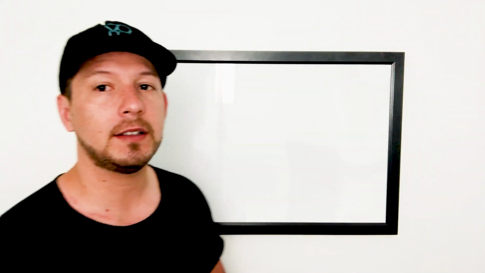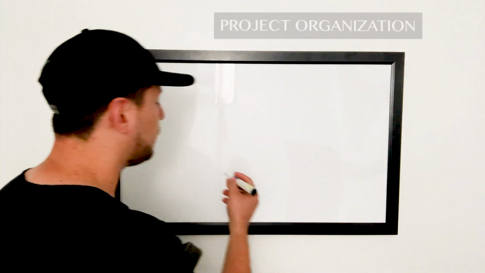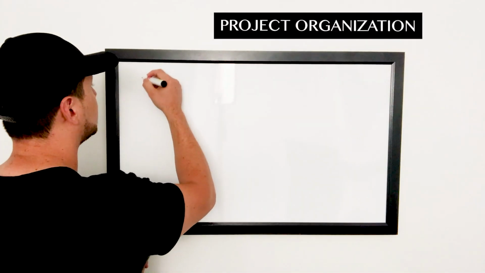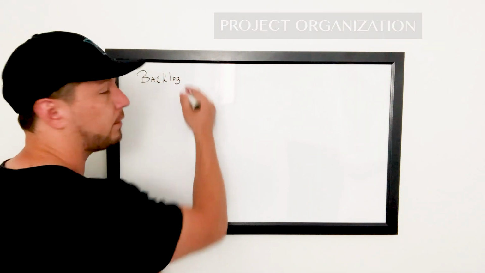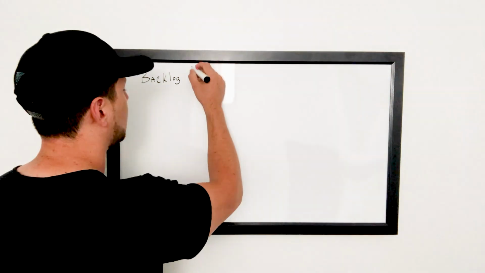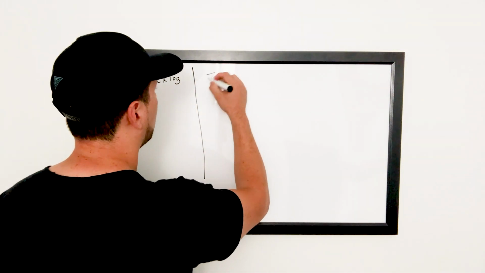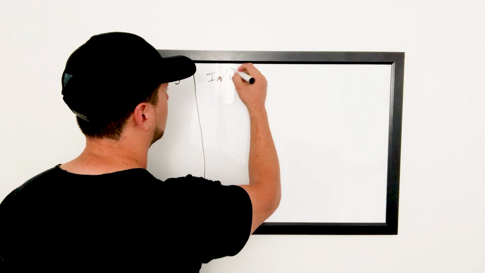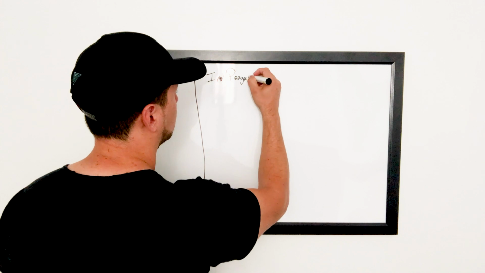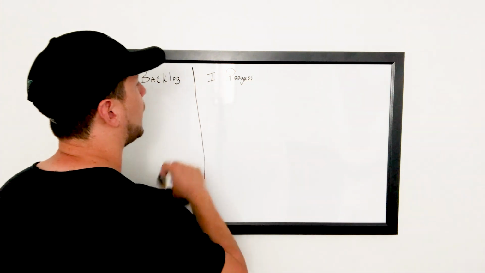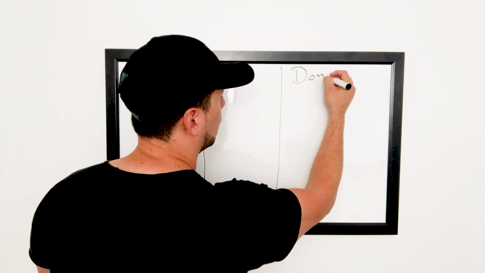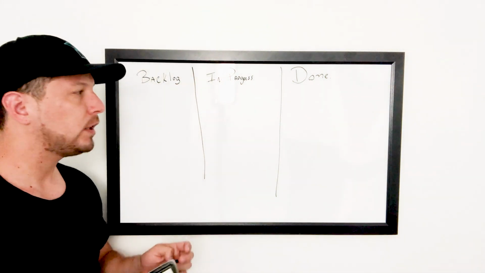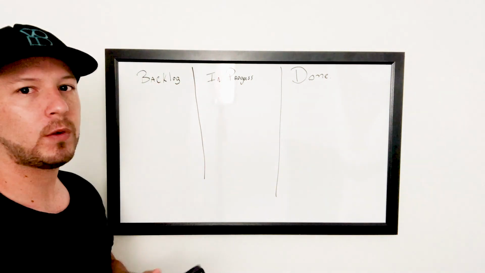So today I want to begin with the project. What does it take to create this project? I'm going to be dividing this into three columns. The first one is going to be the backlog. This is where we're going to put everything that we know as of now that we need to create. Then we're going to be adding an in progress column. And also we're going to be adding a done column. This is where we're going to be putting everything that we have completed.